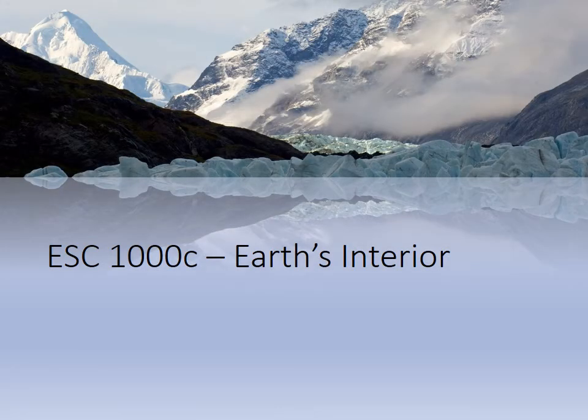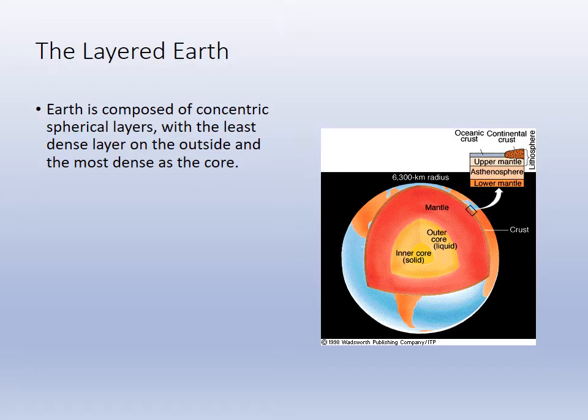The last lesson before our midterm will be on Earth's interior, the layers of the Earth. The Earth, as it cooled, formed layers. These layers move from most dense toward the center to least dense toward the crust. So you get a temperature increase and a density increase as you move in toward the core.